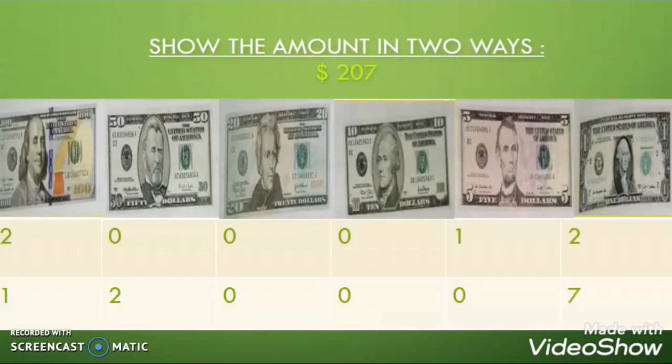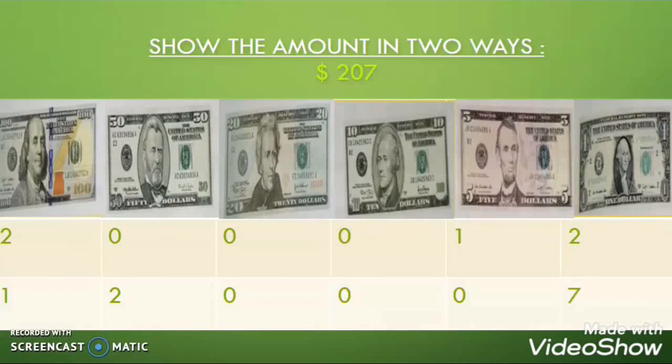Let's go to question number 2. Show the amount in 2 different ways. Like before, he just gave me the paper money and I'm going to use how many of each one to make 207. I can make it in different ways. He just asked me for 2 different ways here. So the first one is going to be 200 from these 50, 20, 10, and 5 also, and $2. So it's going to be 205, and another $2.